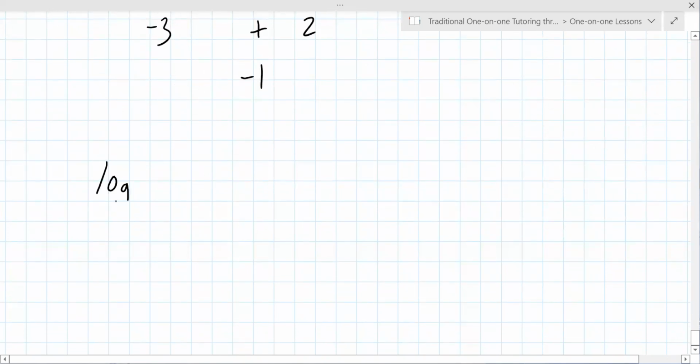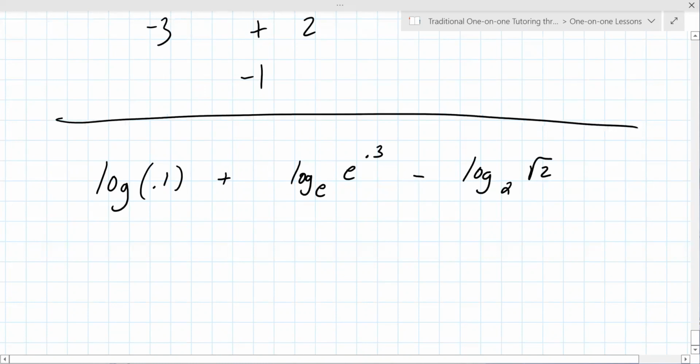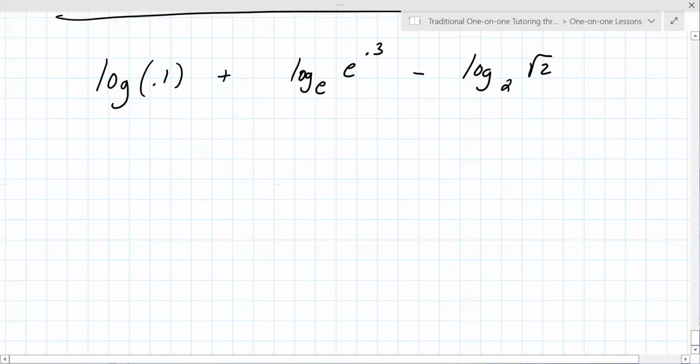Let's say it's log of 0.1 plus log base e of e to the 0.3 power minus log base 2 of the square root of 2. Give this a try, please.